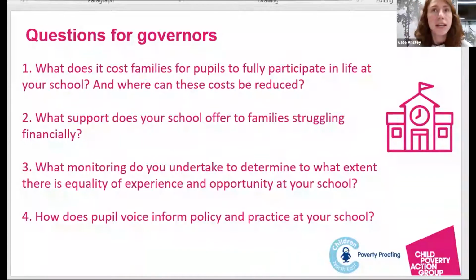So if you do have things like subsidies for school trips, if you do have free places for after school clubs, do families know about that? Is it well promoted? Do they know who they can speak to if they might be struggling? Is there somebody they can go to? And then I suppose the second part of that is, are you also in a position to refer families who might be struggling to other services, and being really aware of what's available in your local area? The third point here is about monitoring.